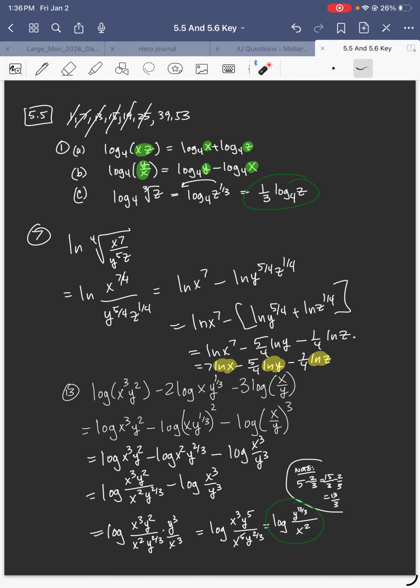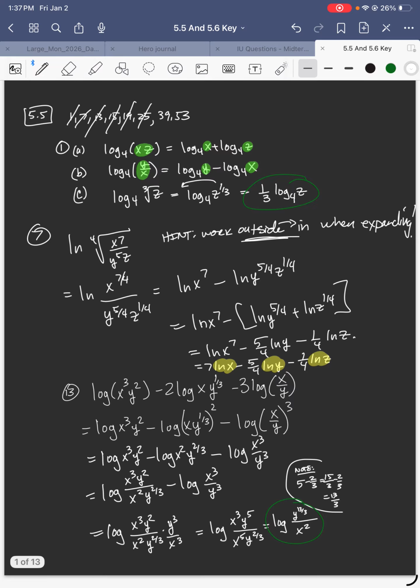So first thing you do on all of these, hint, we want to work outside in when expanding. So you work outside in when you're expanding. That would be my big hint for problems like these. So I'm going to work outside in.